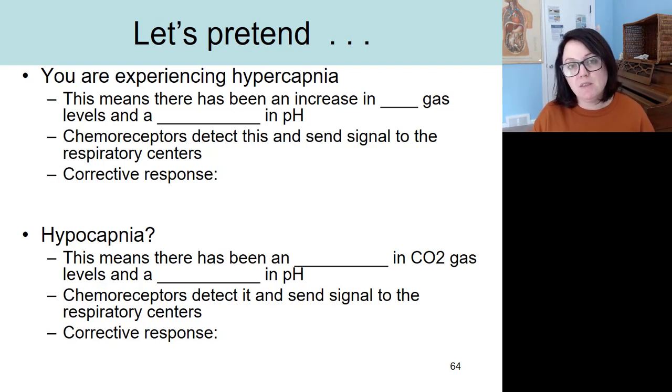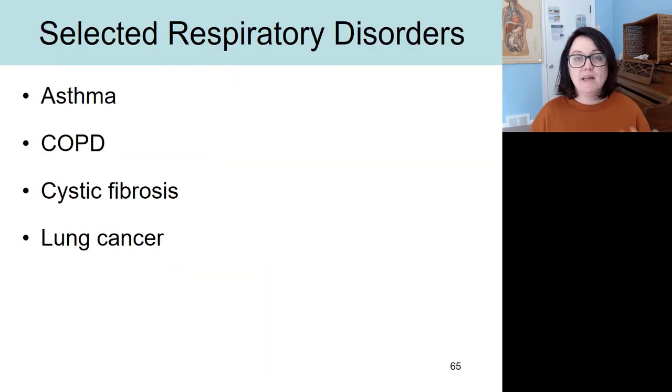We need to retain that carbon dioxide in our body, and we can do this by decreasing the rate and depth of breathing. The slower the rate and depth of breathing, the more carbon dioxide we can retain inside our body. Now let's take a look at a few selected respiratory disorders.